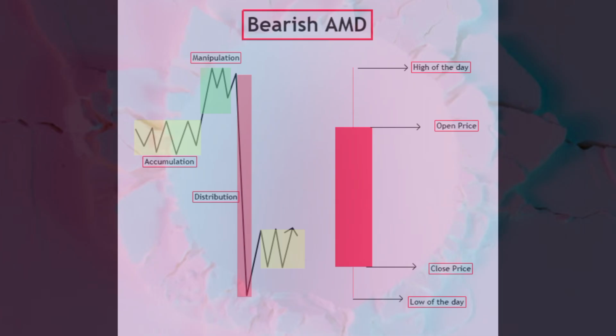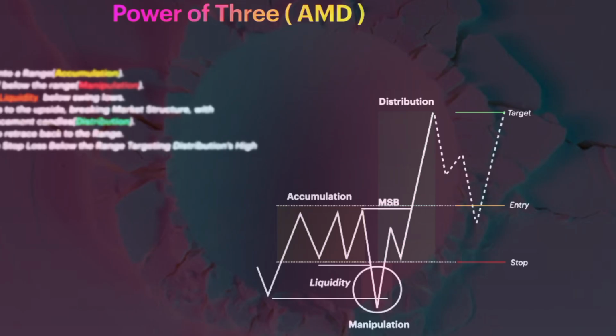Now let's start with defining the ICT power of 3 strategy. What is ICT power of 3 strategy? The word ICT power of 3 is basically derived from 3 main concepts. 1. Accumulation. 2. Manipulation. 3. Distribution. ICT power of 3 concept is also known as AMD setup because of the 3 main concepts: accumulation, manipulation, and distribution. Now let's understand what it means by accumulation, manipulation, and distribution.